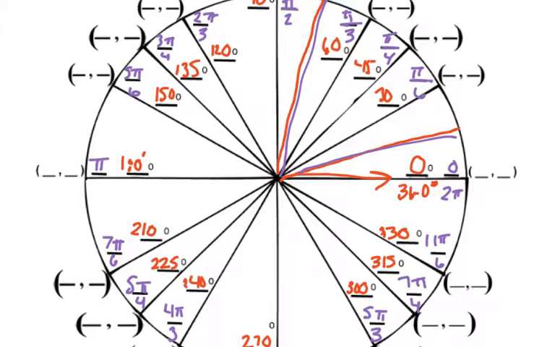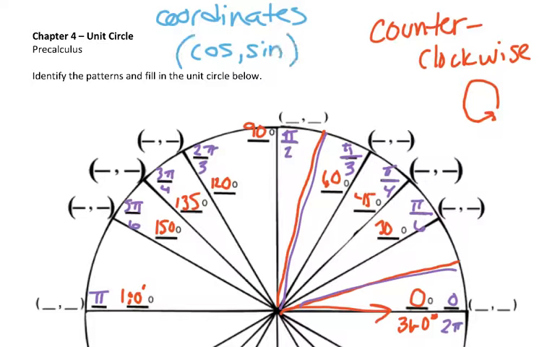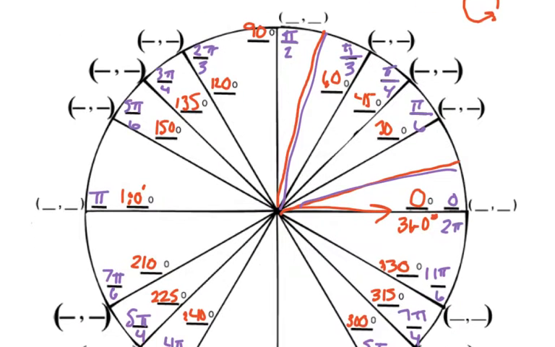Alright, so the next thing that we're going to talk about is these coordinates that are out here. And these coordinates actually come from sine and cosine. So cosine is actually what we would traditionally call the x value, and sine is actually going to be what we would traditionally call the y value. So, for instance, if I want to find this value right here, I'm going to get this value, which is the x value, if I take the cosine of 30 degrees or pi over 6.